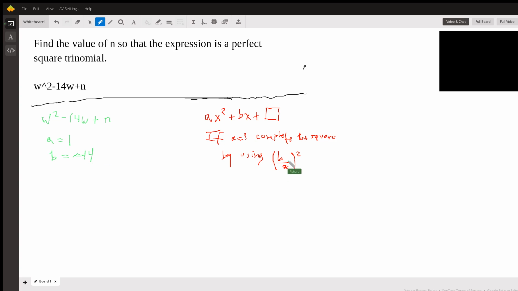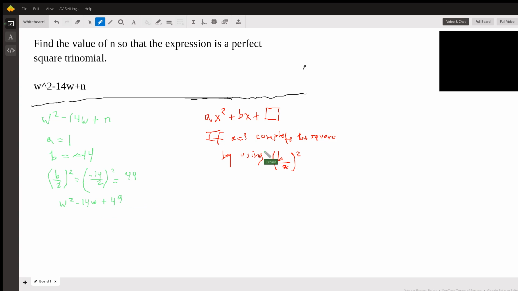And so now we just apply this magic formula, b over 2 quantity squared, which is negative 14 over 2 quantity squared. So that's going to be 49. And so we're going to end up with our answer as w squared minus 14w plus 49.